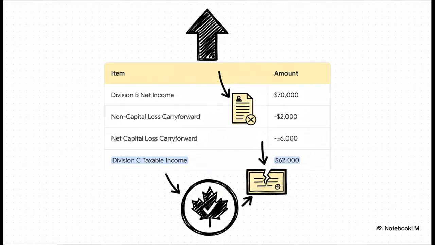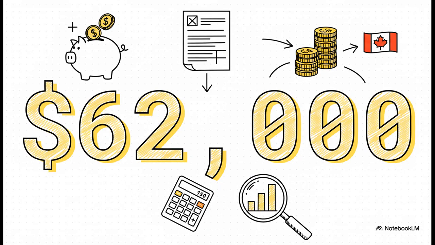In this case, Miss Tammy has some loss carry-forwards from previous years, a $2,000 non-capital loss and a $6,000 net capital loss. The tax system essentially lets her use losses from a bad year to reduce her income in a good year like this one. So, after we subtract those loss carry-forwards, we land on Miss Tammy's final taxable income. That amount is $62,000, and this is the number that the federal tax rates will actually be applied to. This is the base for our final step.